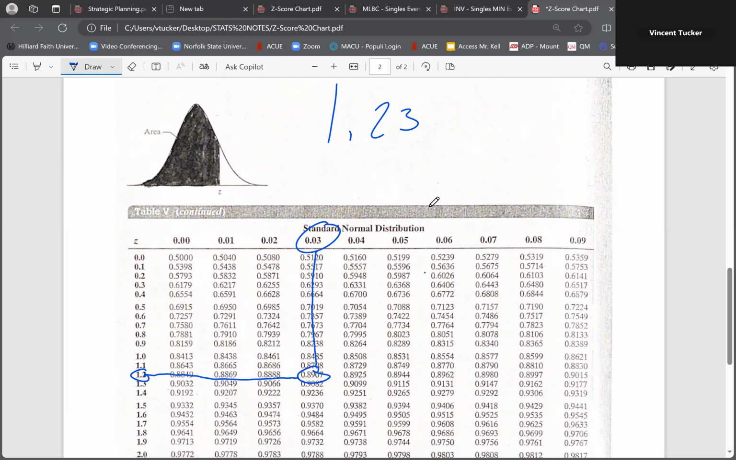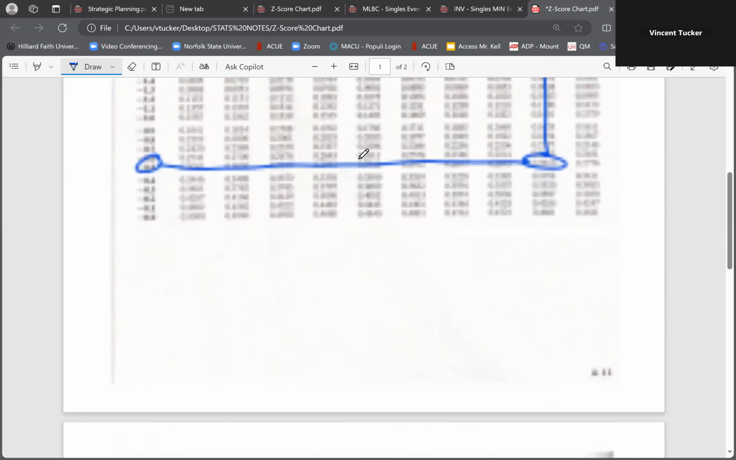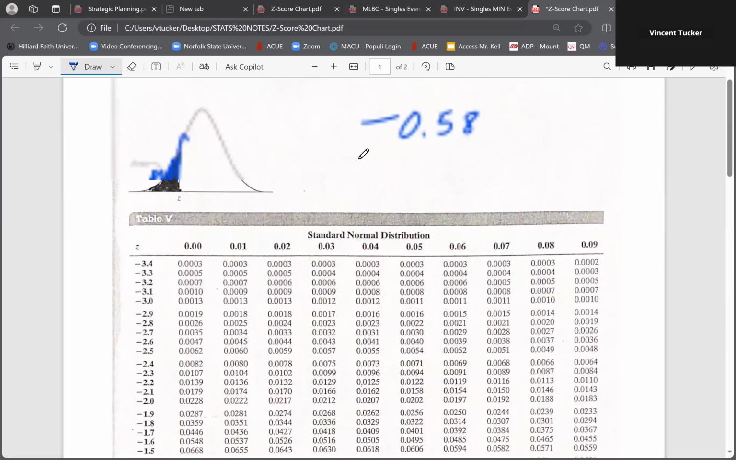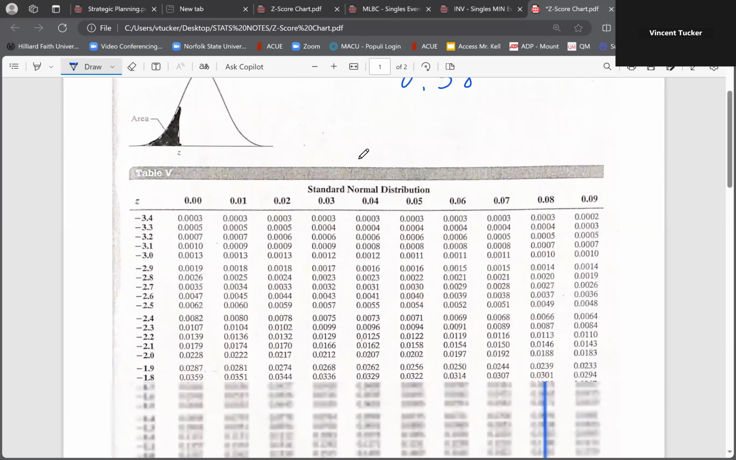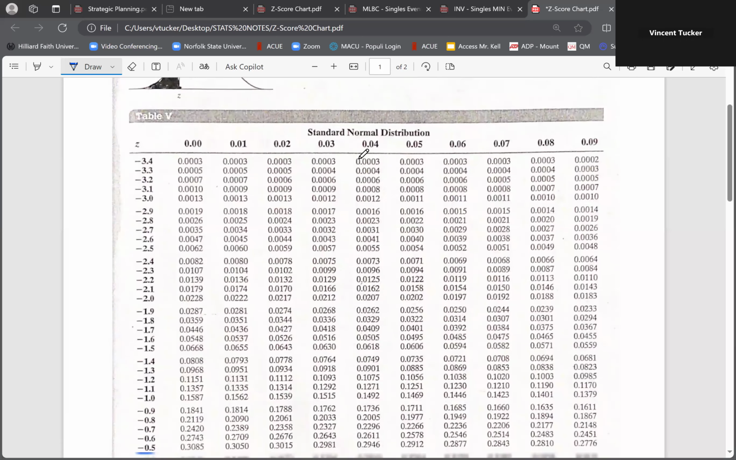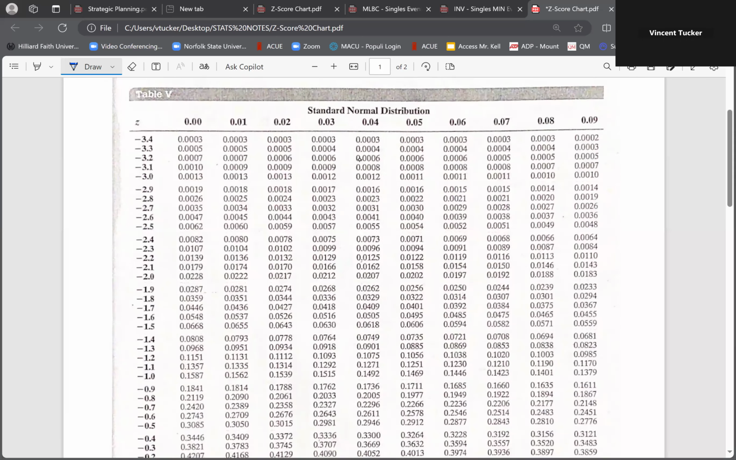All right. When we go back to the notes, that's the number I wrote down. Same thing if I had a negative value. Let's say I had negative 0.58. I will look for negative 0.5 over here, which is right here, 8 here, and then where they line up, that's the value that I pull from the chart. In this case, that's 0.2810. All right, so that's how we pull the value from the z-score chart.